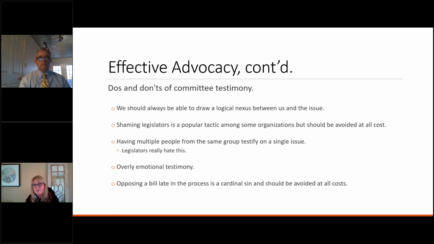And the last point on here, opposing a bill late in the process is a cardinal sin and should be avoided at all costs. And that is exactly what we got caught in last year with the foreign ownership bill. So it doesn't mean that it doesn't happen, and it doesn't mean that we can't do something about it. We never throw our hands up until the ink is dry from the governor signing a bill or the time expires for which he can veto it. We're going to try. We're still going to work really, really hard on that. But we obviously, as I've mentioned several times now, want to be on the front end, not the back end.